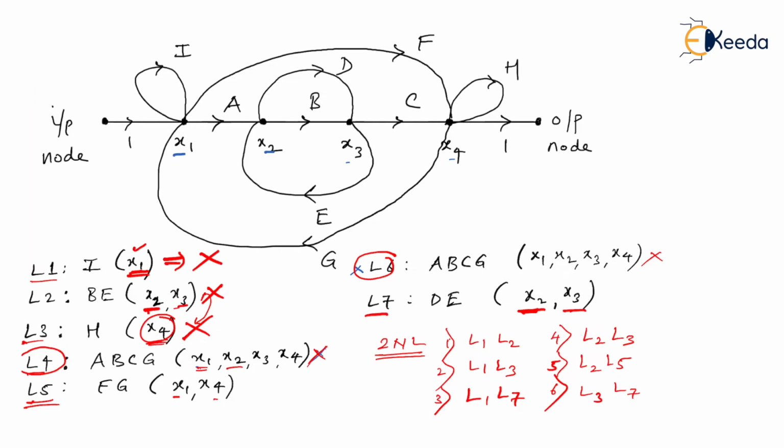So I'm now only going to compare L5 with L7. L5 is involving X1, X4. L7 is involving X2, X3. As you can see clearly, there is no common node between L5 and L7. I can now declare the seventh pair, that is L1, L7, as a part of two non-touching loops.